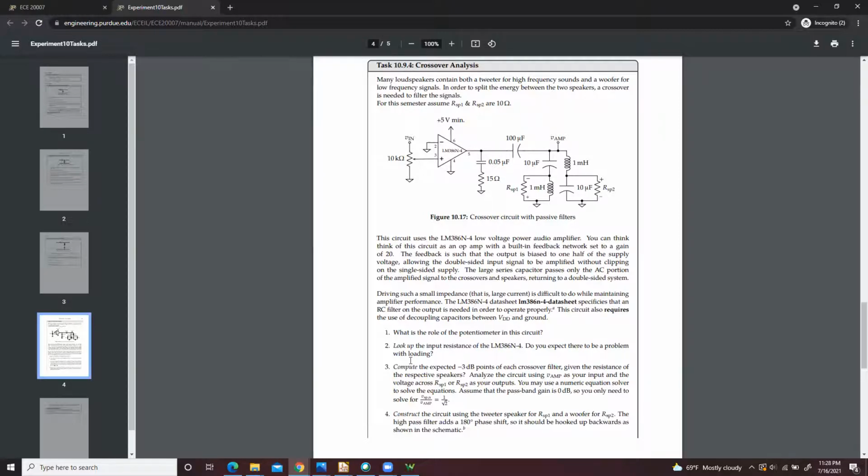Then step number 2: you need to check the datasheet to get the input resistance of the LM386, which I think is a power amplifier. It's asking whether you expect a loading problem. To answer this question, you need to think about lab 5, I think task 2 and task 3, when you had the Thevenin equivalent circuit.